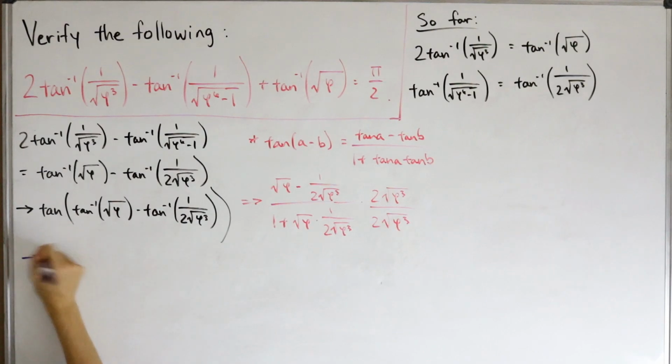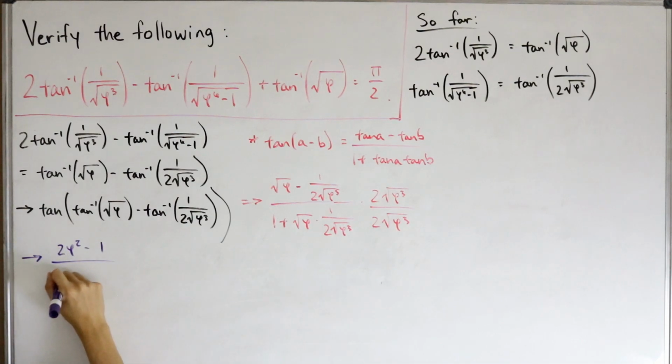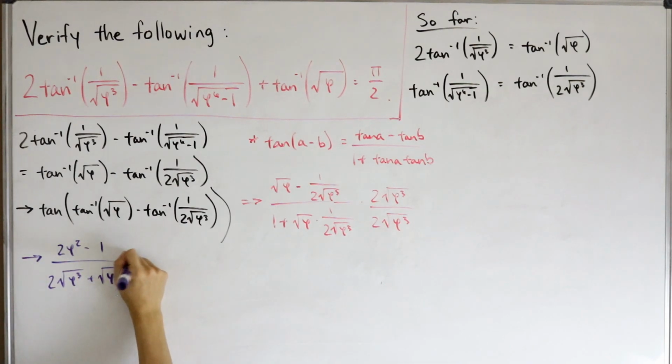So that will lead us to have 2 times phi squared, at least that just undoes that because of the exponents, how you write it. Then subtract 1, and then now being divided by 2 times the square root of phi cubed, and then add this with the square root of phi.